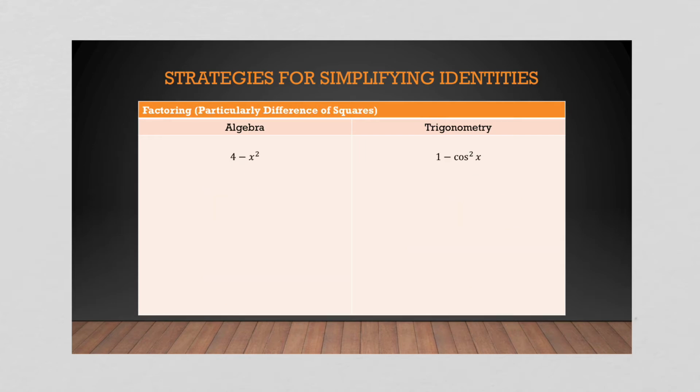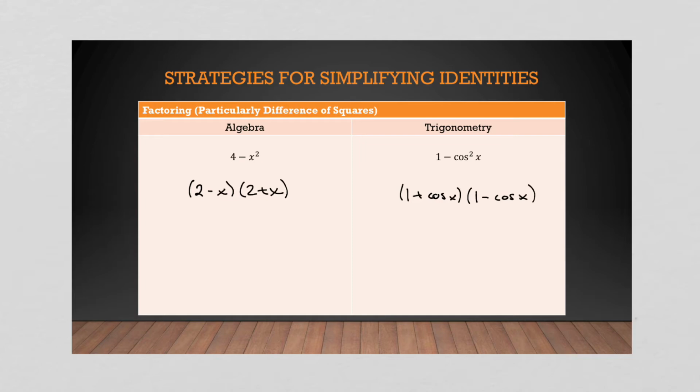What about factoring? Well, it's exactly the same in algebra as it is in trig. So here we have 4 minus x squared. Well, that's a difference of squares. So we have 2 minus x times 2 plus x. So on the right, we have 1 minus cos squared x. Well, that's a difference of squares. We end up with 1 plus cos x times 1 minus cos x.